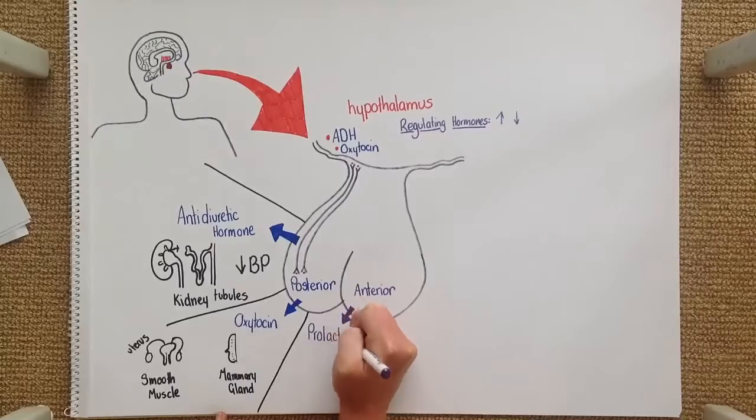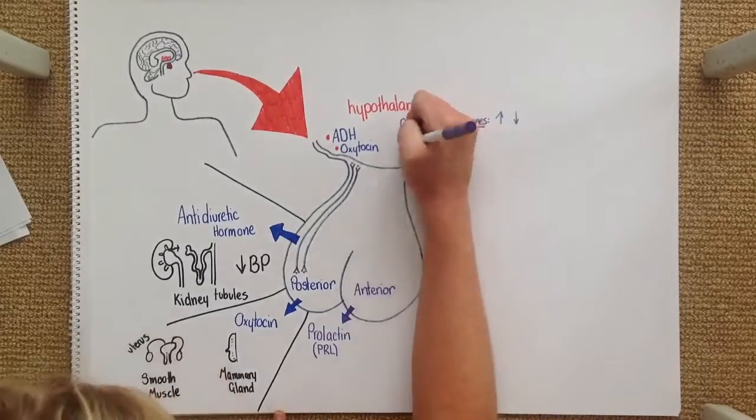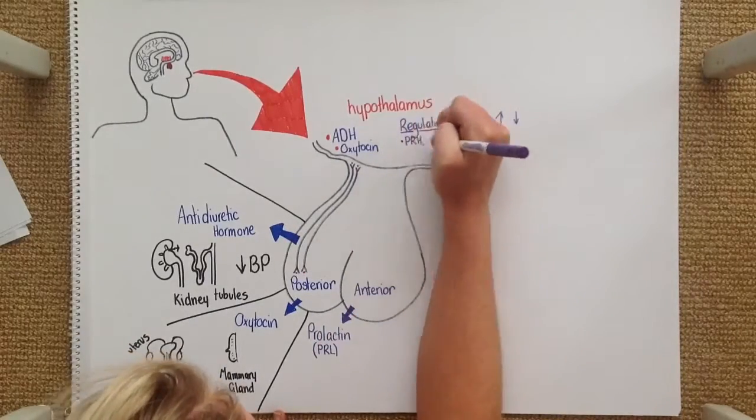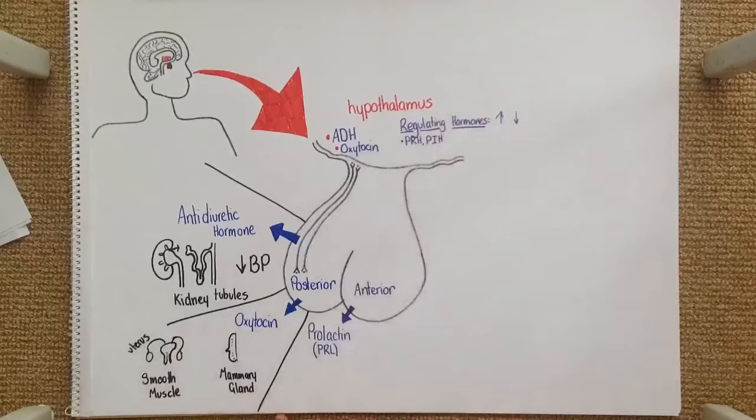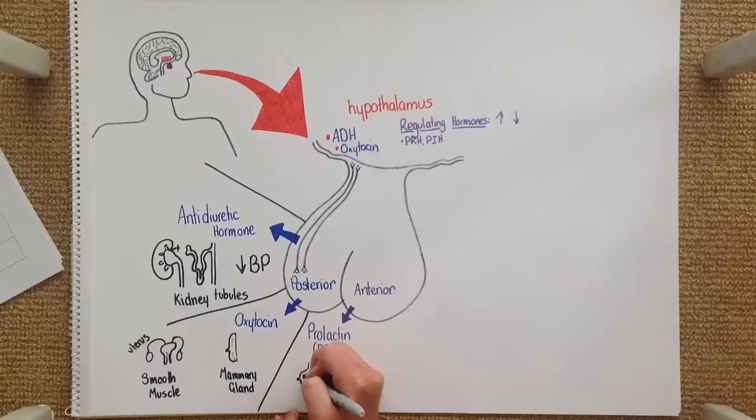One of these hormones is prolactin. Prolactin is regulated via prolactin releasing hormone and prolactin inhibiting hormone secreted from the hypothalamus. This is involved in the production and secretion of breast milk in the mammary glands.